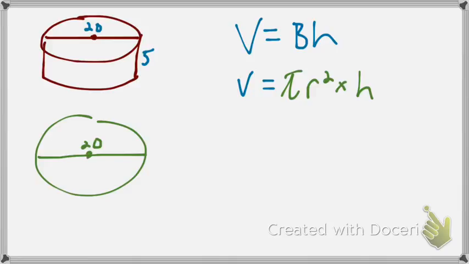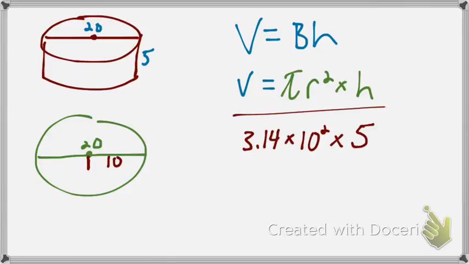what's pi? 3.14. What's my radius? 10. Good. They're going to give you 20 to try to throw you off. 20 is the diameter. 10 would be our radius. Times, what's the height of the cylinder? 5. You put that in your calculator, you're home free.